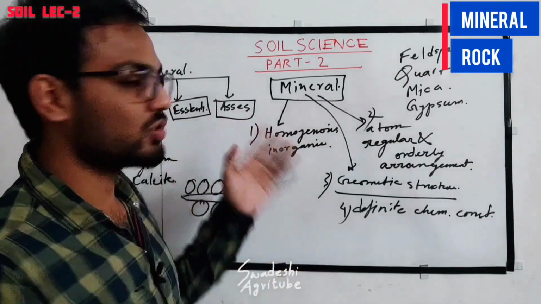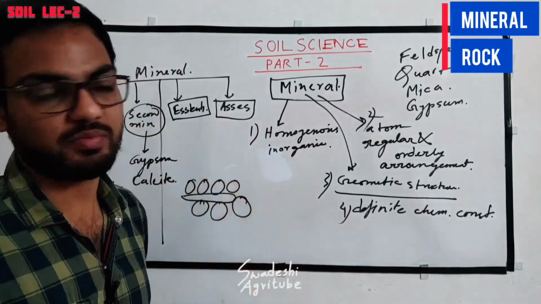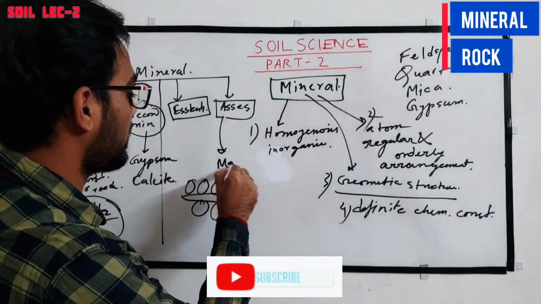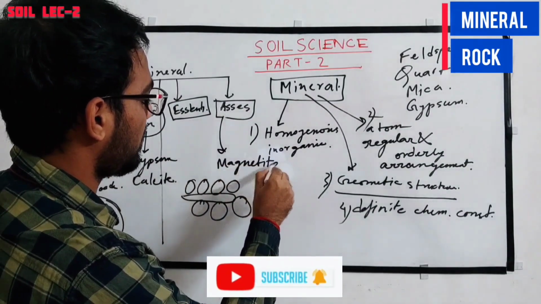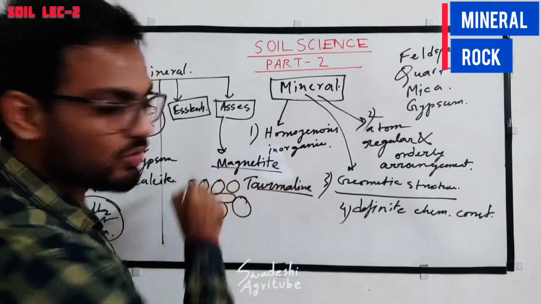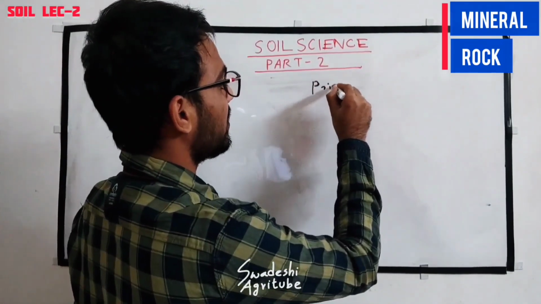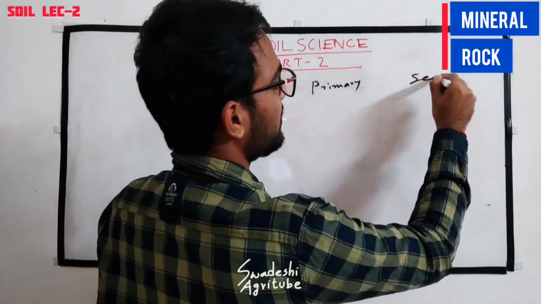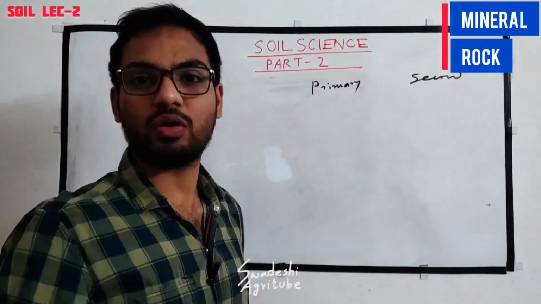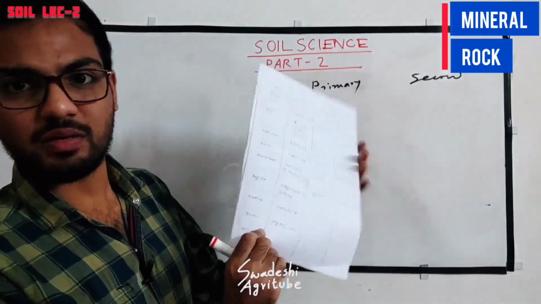And the opposite is the accessory mineral. Those are accessory, which means they are not much needed. Examples of accessory minerals are magnetite, tourmaline. These are some important examples. Now the important point we have to remember is that the names and the formulas of the examples of primary and secondary minerals are very important.